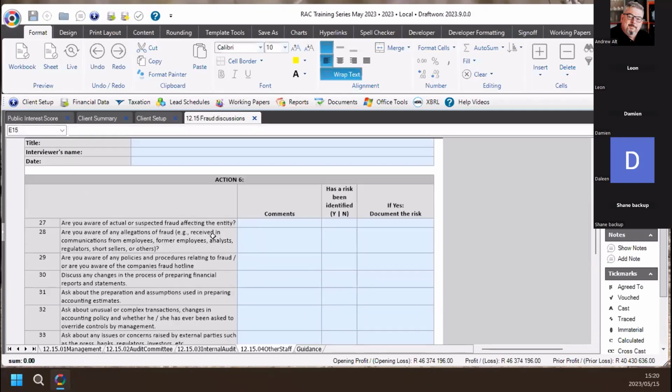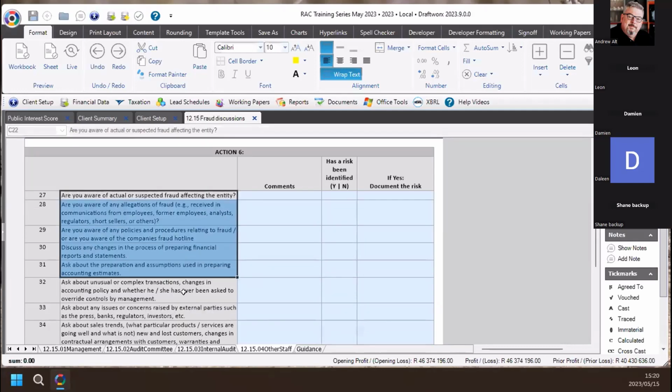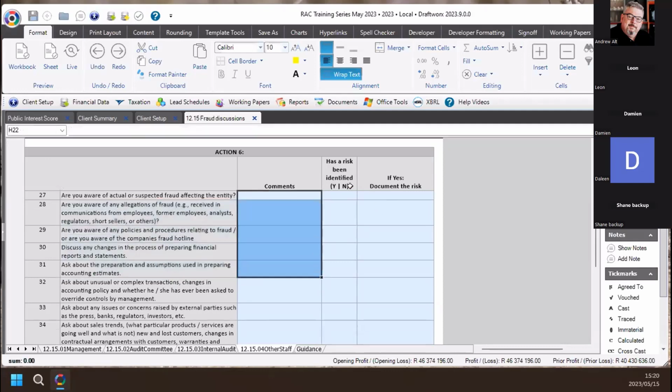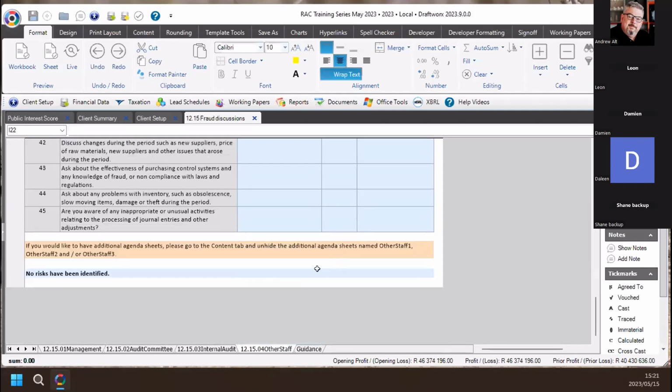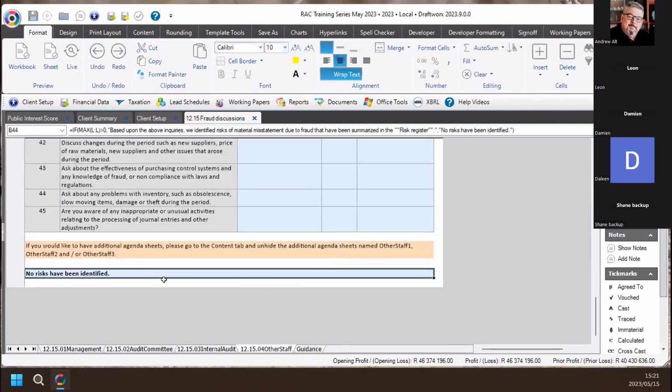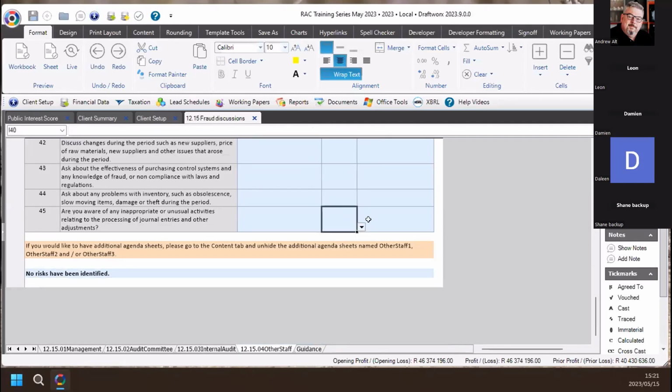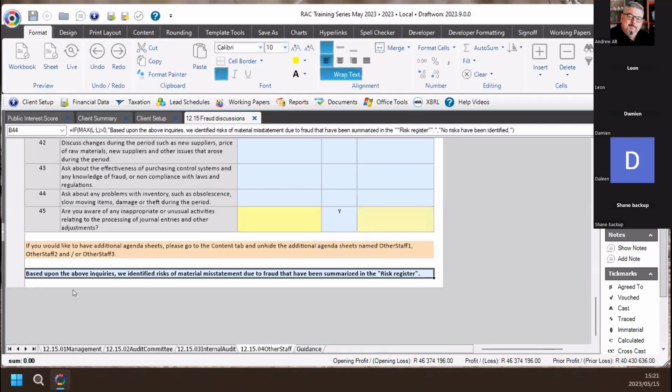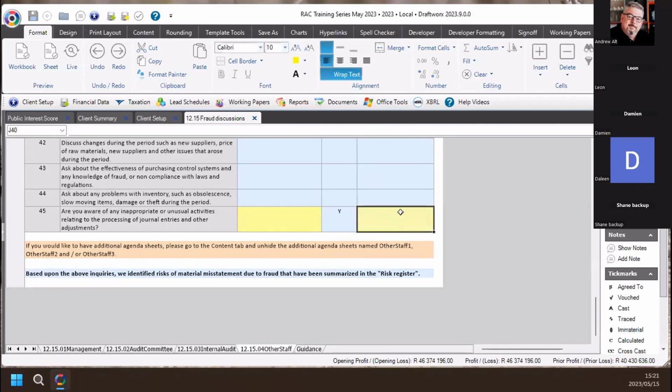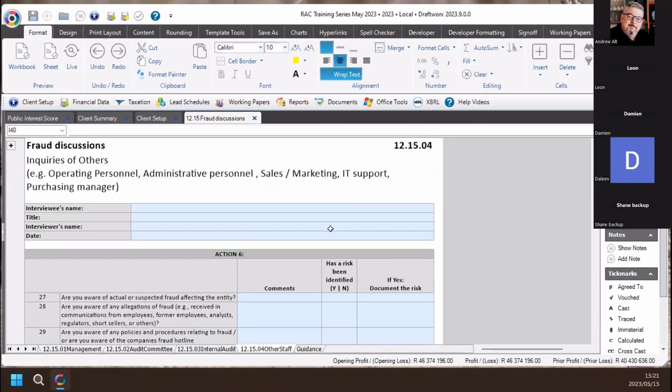It's a judgment call, but the intention is to go through these questions with them, document any comments, and at the end of the day, are we identifying any risks? And then we again move on to the other sections, where we've got those inconsistencies, but hopefully we're not finding risks. If we are, and I do say that there is, for instance, a risk here, it's going to change the conclusion to, based upon inquiries, there were risks identified and it was transferred to the risk register. So those are the two conclusions that you would see there, depending on what you're documenting in 12.15.